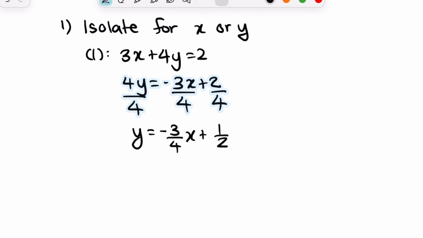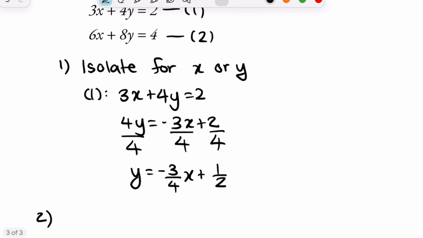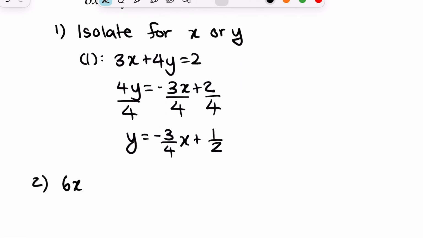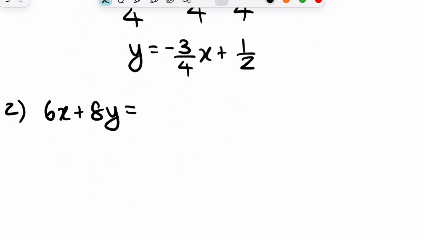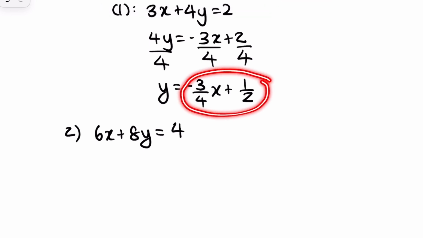So now I've isolated for y. Y is equal to negative 3 over 4x plus 1/2. So the first step is done. Second step, copy down the other equation. So 6x plus 8y is equal to 4. And now what do we do? We take what this y is equal to and we put it here for this y.